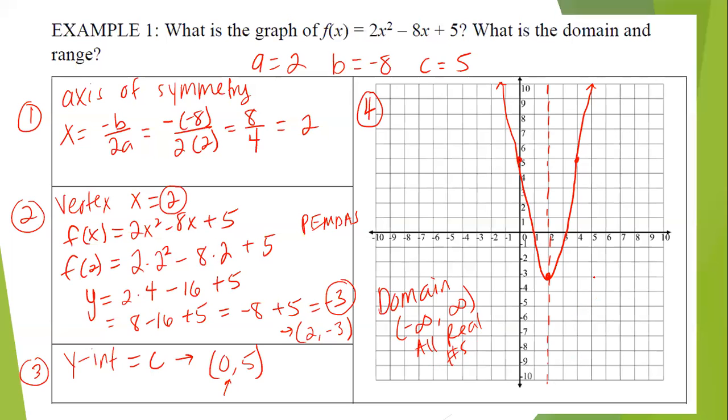The range is what changes. So the range here depends on your y value. Well, I have a minimum, right? Because I have a minimum vertex, that means my y values are getting larger. So y has to be greater than or equal to my minimum. And what is my minimum? -3. So my range is y is greater than or equal to -3. It also can be written in interval notation from -3 to infinity.